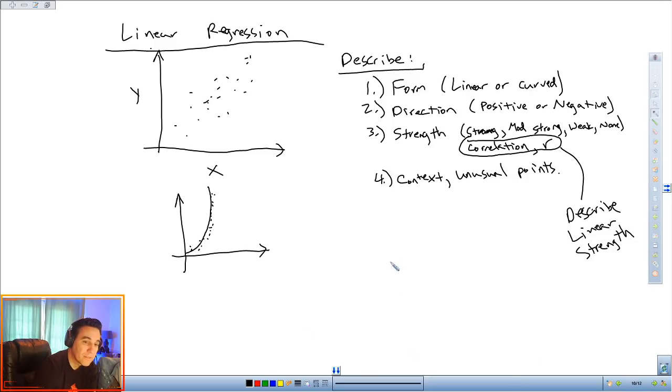Okay, so that's describing your linear regression, and you got that curved. That's it for that one. And then remember the next chapter we figured out our line of best fit. Remember, it's called a least squares regression line.